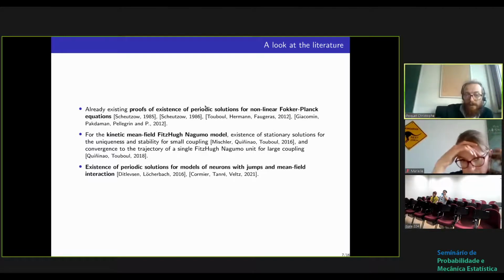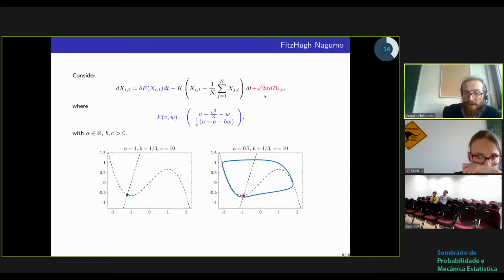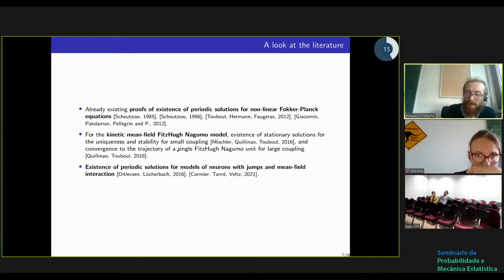Okay, so that's for the nonlinear Fokker-Planck equations, and more precisely for the FitzHugh-Nagumo model, so the last one I described. Some people looked at this model recently, in 2016 and 2018, but they looked at a model that is a bit different. They call it the kinetic mean-field FitzHugh-Nagumo model. It means that, in fact, here I put noise in both coordinates. They looked at the system in which you had noise only on the first coordinate and not on the second. So that's why they called it the kinetic mean-field FitzHugh-Nagumo model.